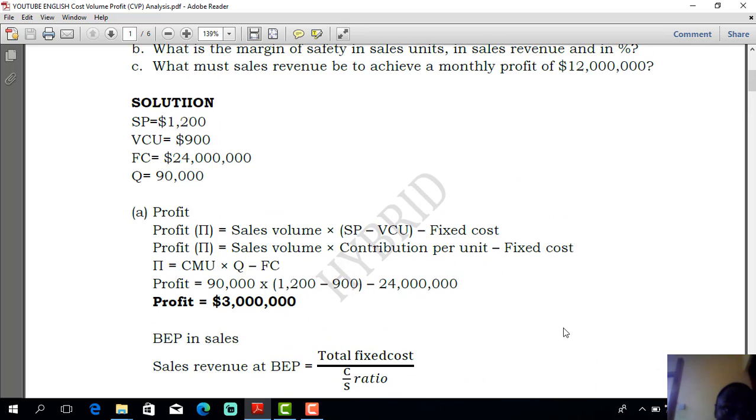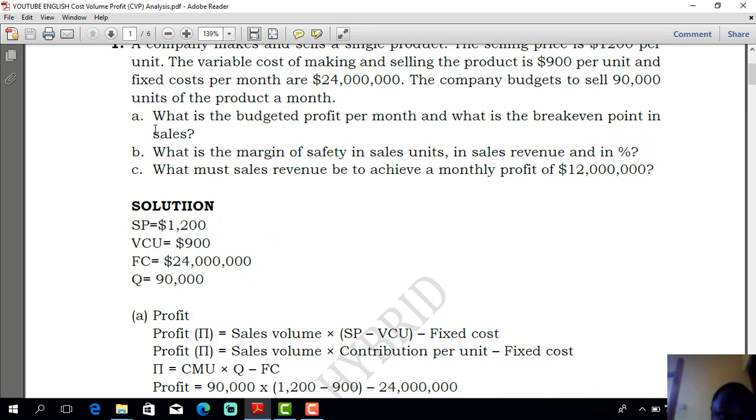Alright, that's A. Then B, we are told: what is the margin of safety in sales units, in sales revenue, and in percentage? What is margin of safety? Margin of safety actually measures the soundness of the business. Suppose you as the business expect to sell 1,000 units, but you will break even at 600 units. That means that the difference between 1,000 and 600 is 400, and that is the margin of safety expressed in units.